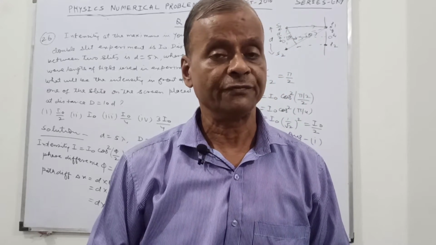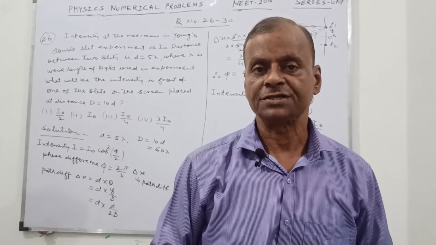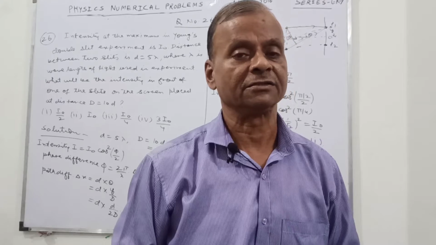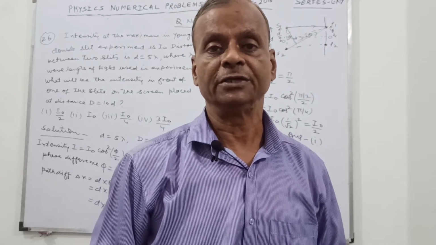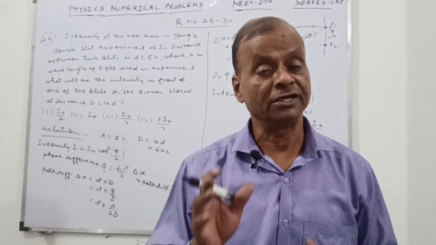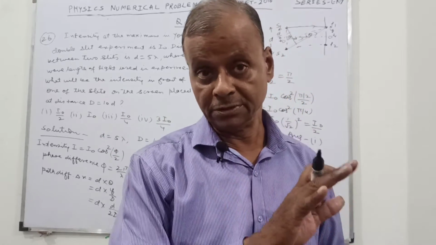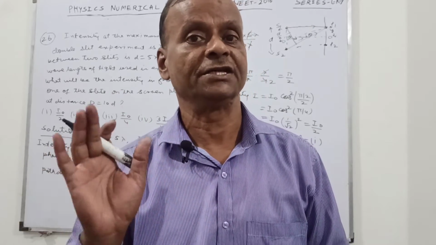When the slits are of same width, then always remember that the intensity in front of each of the slits will be half of the maximum intensity. So whether you calculate or not, you can directly say it that the intensity in front of the slits is I0 upon 2.